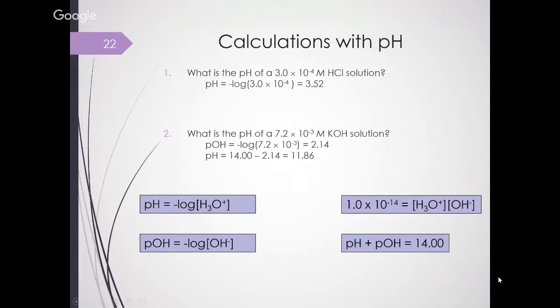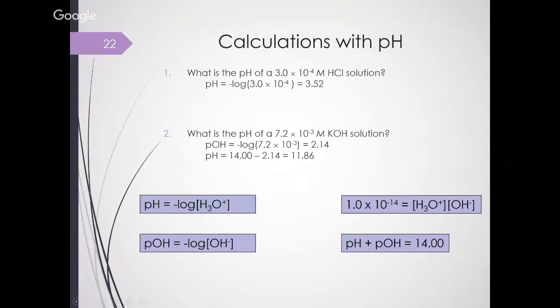So what if I want to know the pH of my KOH solution? Well, now I'm looking at a base. This is strong, so it completely dissociates. So the concentration is 7.2 times 10 to the negative 3 molar. I can take the pOH, which is effectively the same, except now I'm taking the negative log of my hydroxide ion. So the negative log of 7.2 times 10 to the negative 3 equals 2.14.